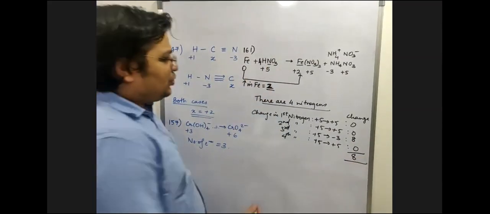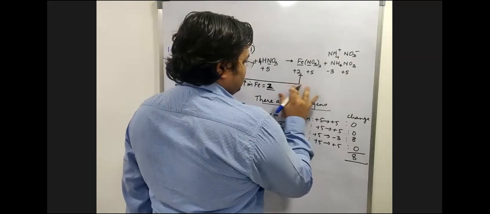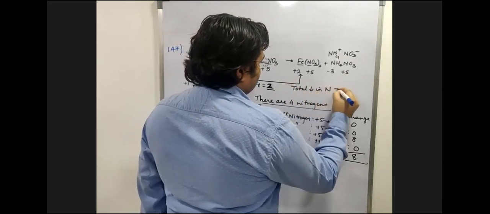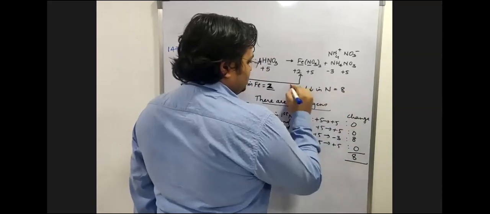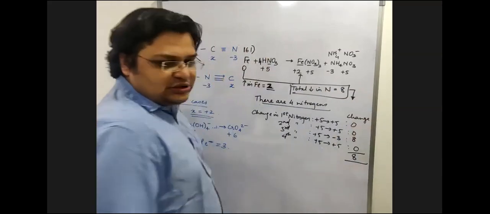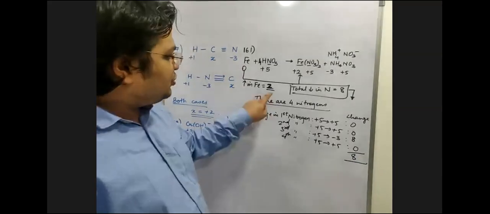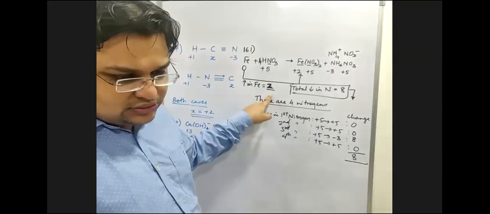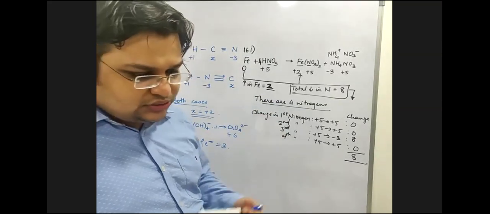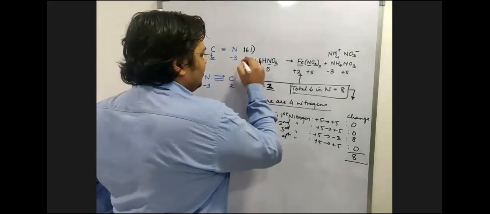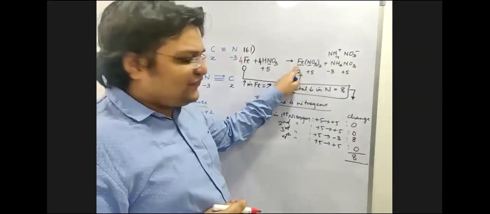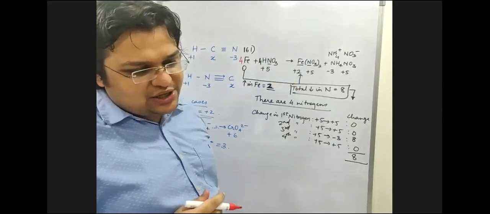So can I say the total change? समझा आपको? So what should I multiply this by? What should I multiply Fe by? Can I say 4? So now listen to me. यहाँ पे जैसे ही 4 आएगा ना, नाइट्रोजन का बैलेंसिंग डिस्टर्ब हो जाएगा.